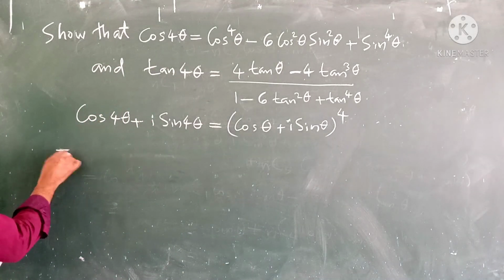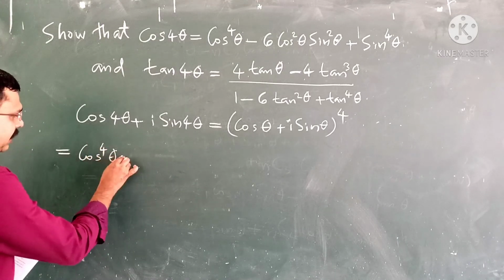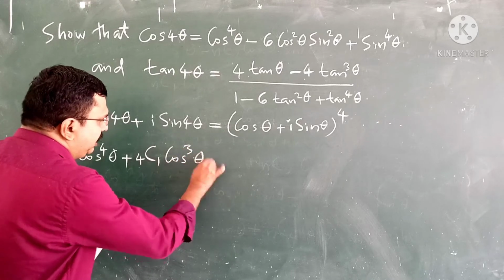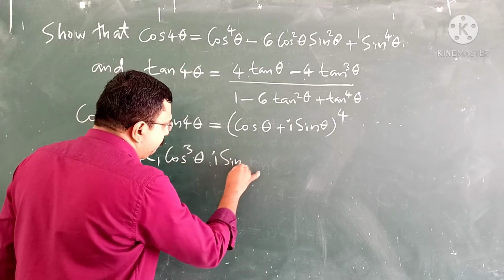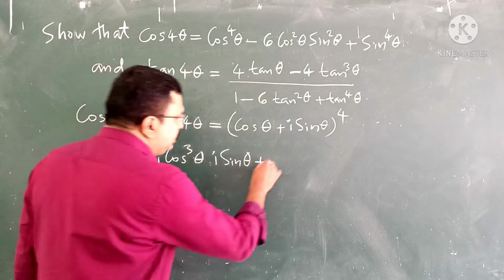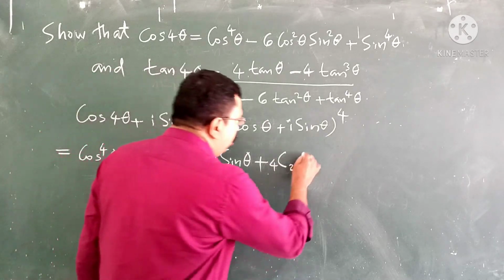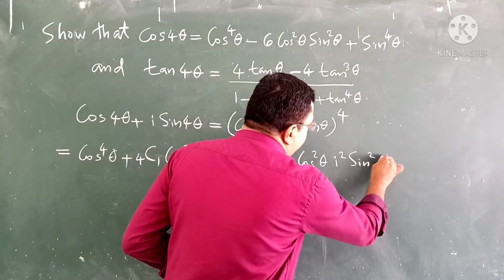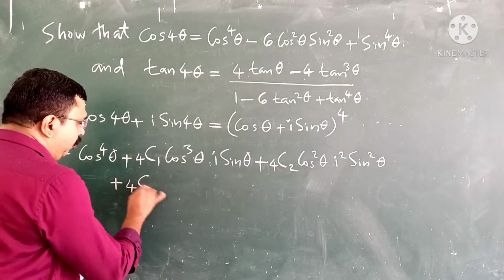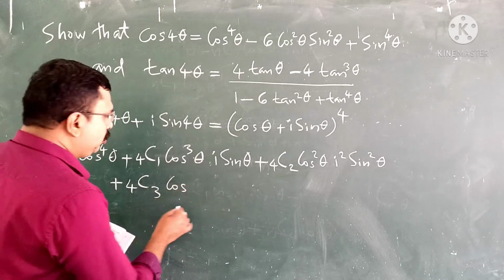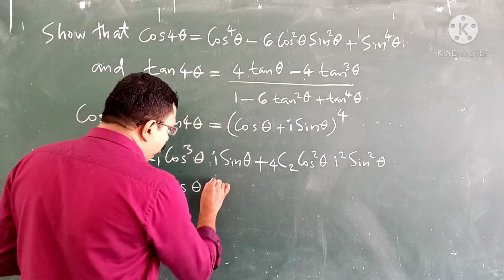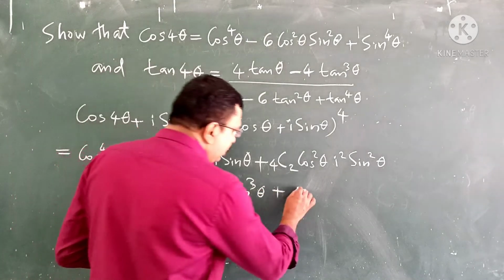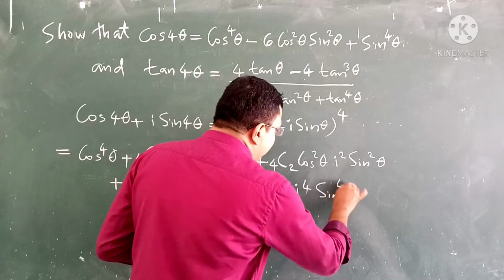That is equal to cos⁴θ plus 4C1 cos³θ into i sin θ plus 4C2 cos²θ into i² sin²θ plus 4C3 cos θ into i³ sin³θ plus the last one is i⁴ into sin⁴θ.